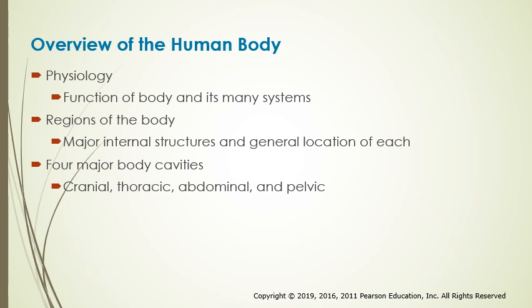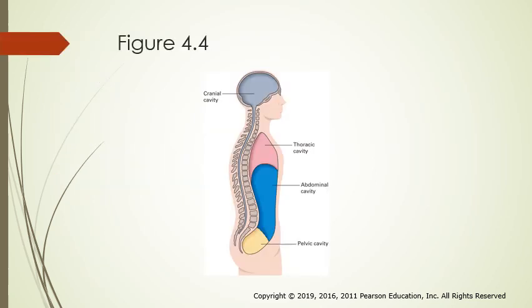All right, so we mentioned anatomy earlier being how things are built in the body. Now, physiology is basically the way things work. Our body is divided into different regions, and there are 4 major body cavities: your cranial cavity, thoracic cavity, abdominal cavity, and pelvic cavity.